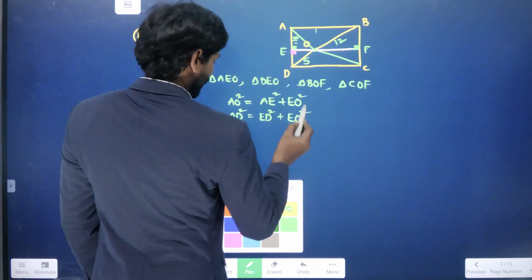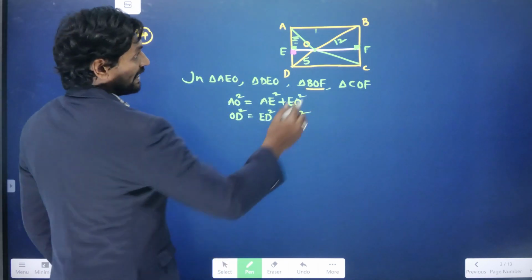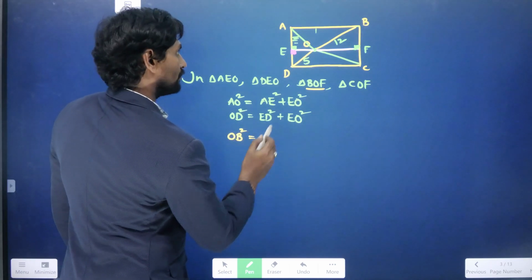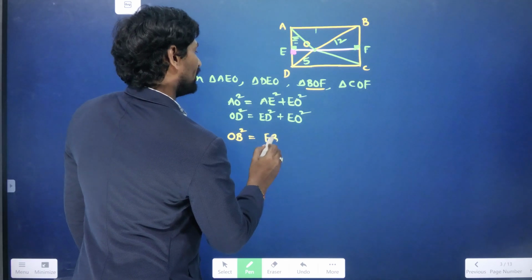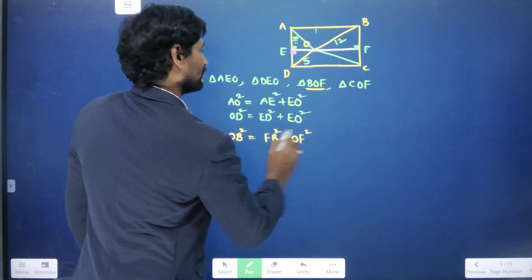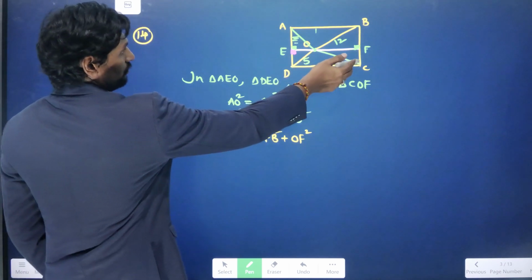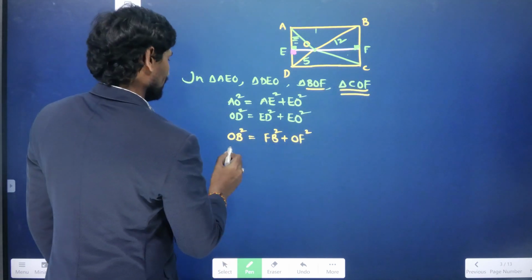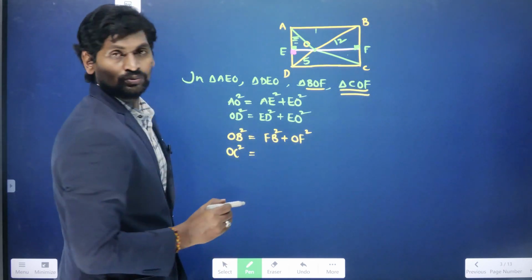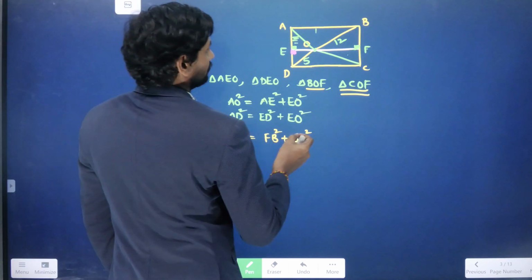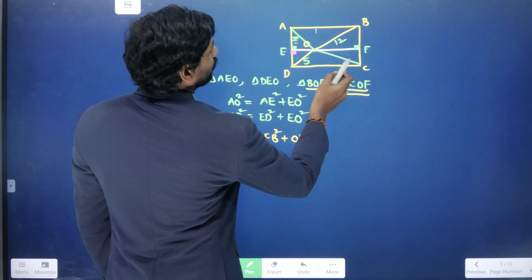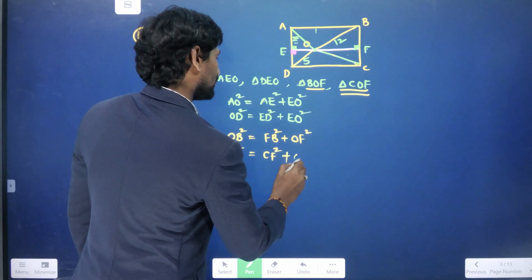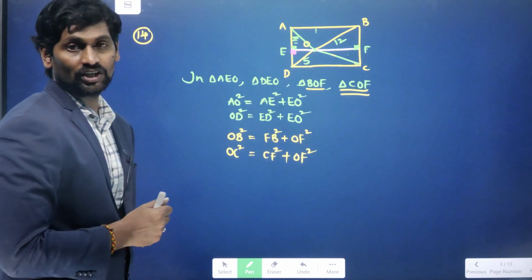Now from triangle BOF, right angle at F, the hypotenuse will be OB. So OB square is equal to FB square plus OF square. Now the second triangle, this one, triangle COF, the hypotenuse is OC. So OC square is equal to CF square plus OF square. Okay, right.